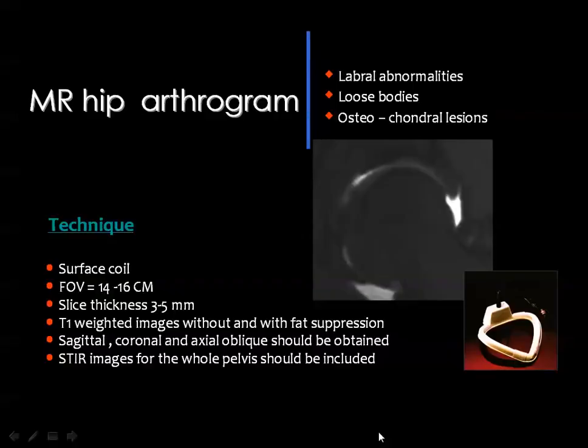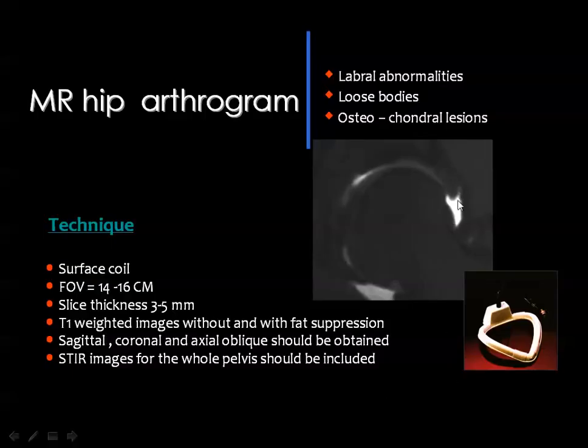After injection of contrast, you use a surface coil to scan only the desired hip, and then you select a suitable field of view which ranges from 14 to 16 centimeters, and the slice thickness is from 3 to 5 millimeters, and you use T1 weighted images with or without fat suppression, and you scan in the axial, sagittal, and the coronal planes. Then this is the surface coil, and this is the scanning.